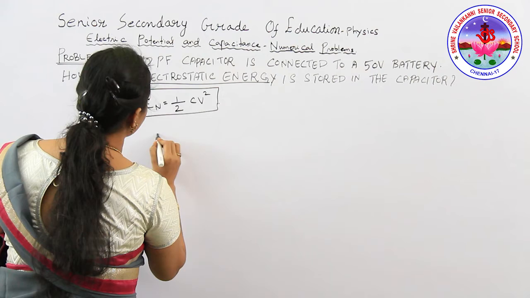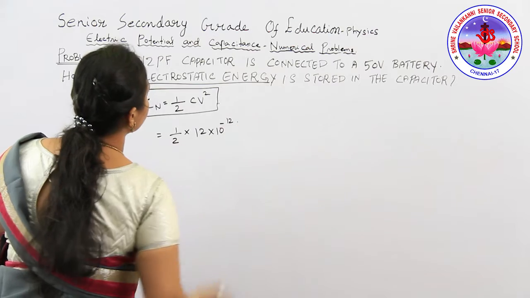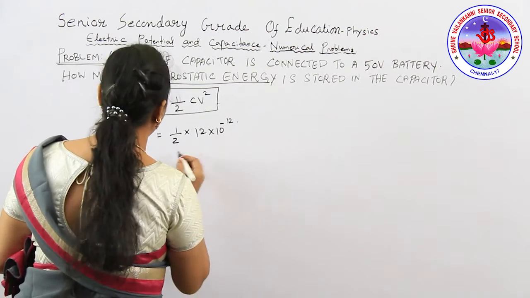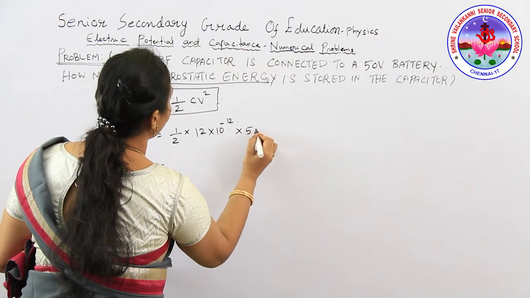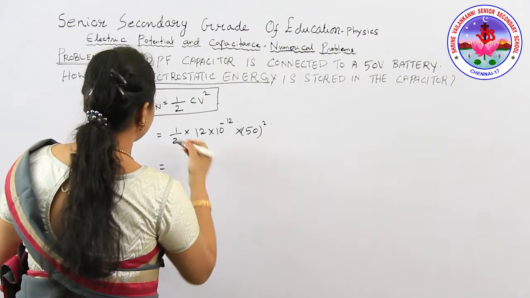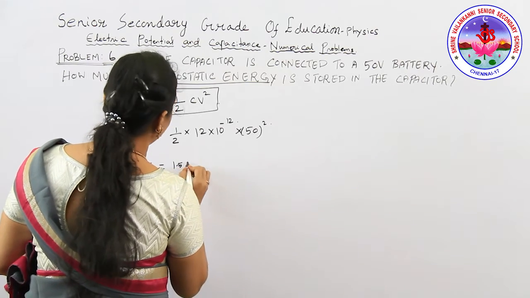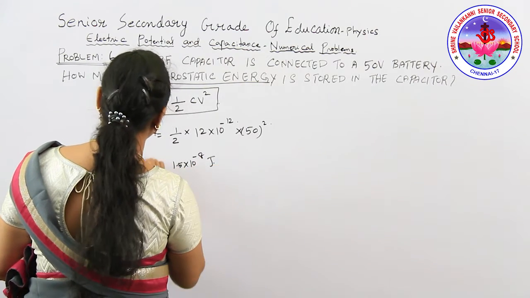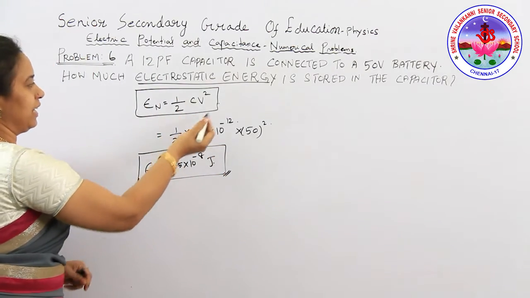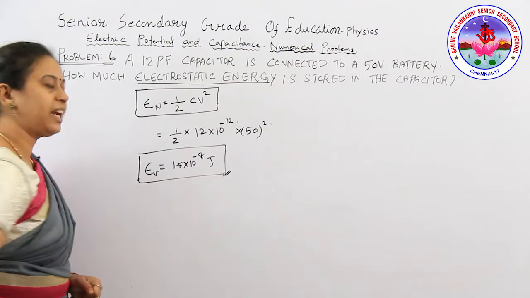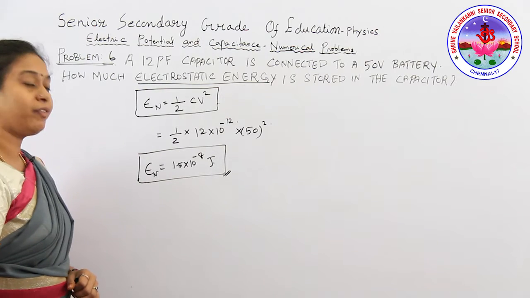So you can apply the values: half into 12 into 10 power minus 12, that is the value they have given, picofarad. And you can write the V square value as 50 square. By simplifying this, you will get the energy value equal to 1.5 into 10 power minus 8 joule. Got it? So this is the direct sum, and for this numerical you can take the formula from the direct derivation. The electrostatic energy stored in the capacitor, En, is equal to 1.5 into 10 power minus 8 joule.